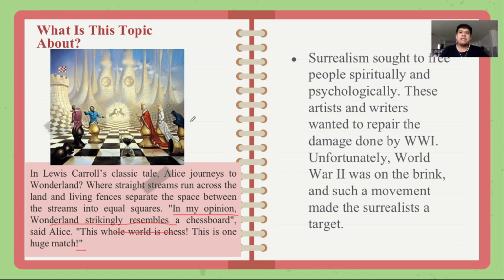So surrealism, again, is about connecting reality to imagination, but it is more creative, it is more imaginative and often fictionalized. So surrealism sought to free people spiritually and psychologically. These artists and writers wanted to repair the damage done by World War One, wherein during this World War One, everybody felt devastated, everyone was depressed, and therefore for them to transcend from what had happened on that specific event, they find a way to regain something, and this is through surrealism.